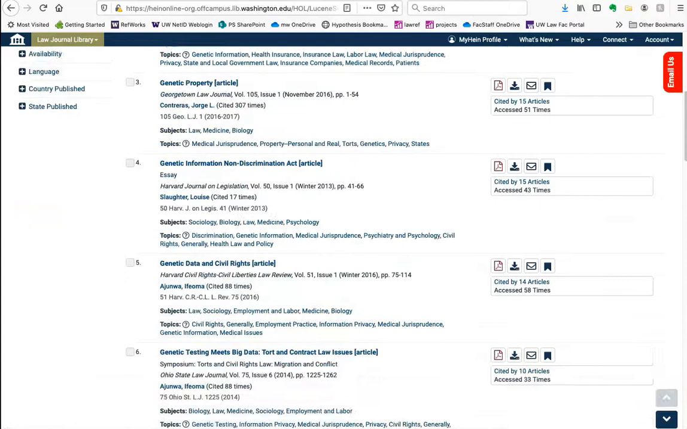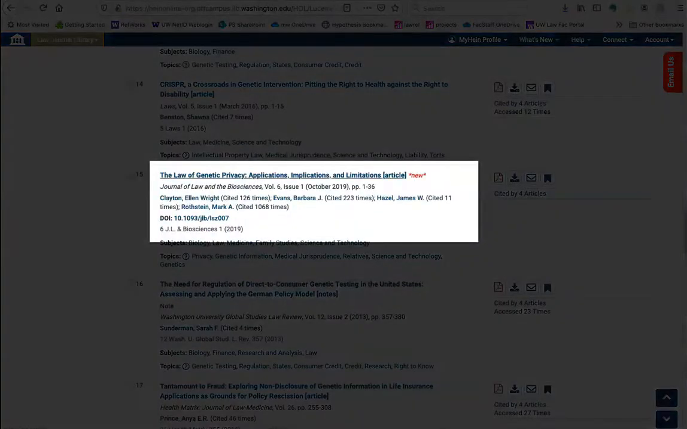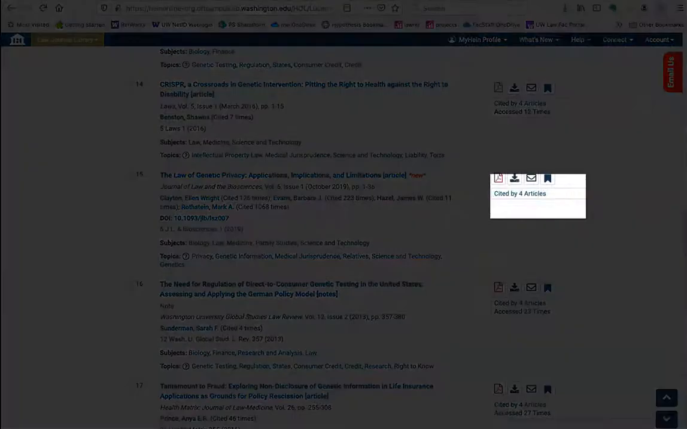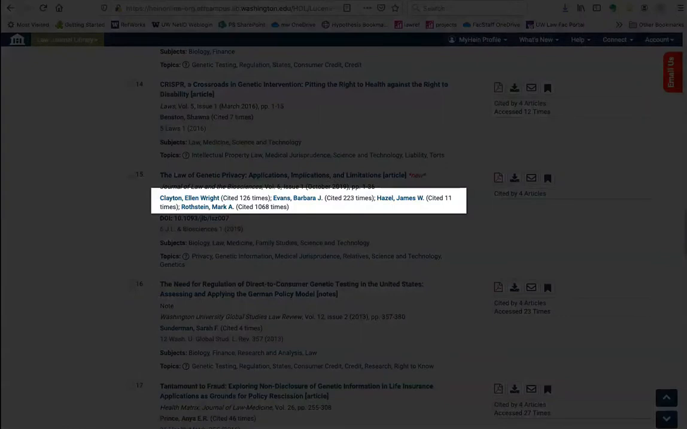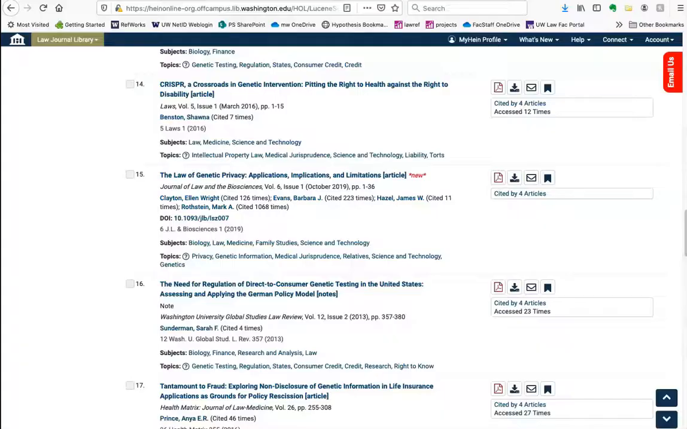So in this long list, here's a fairly recent one, The Law of Genetic Privacy, Applications, Implications, and Limitations. It's so new that the article has only been cited 4 times, but we see that the authors have been cited much more. This author, Ellen Clayton, has been cited 126 times, and Mark Rothstein has been cited over 1,000 times. So this tells us these are authors who are well established.